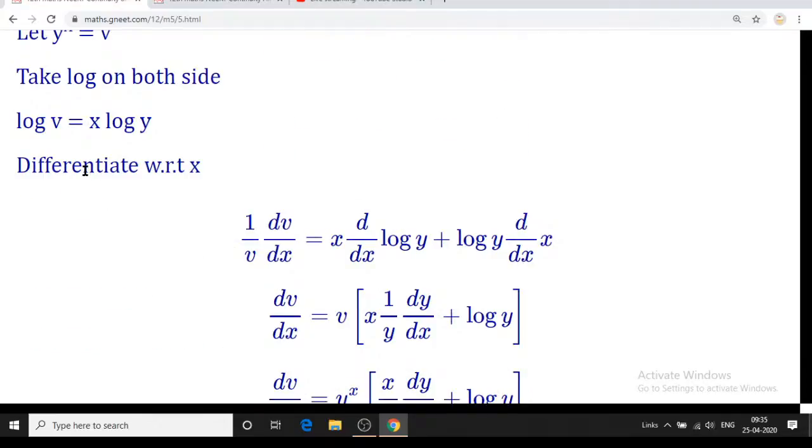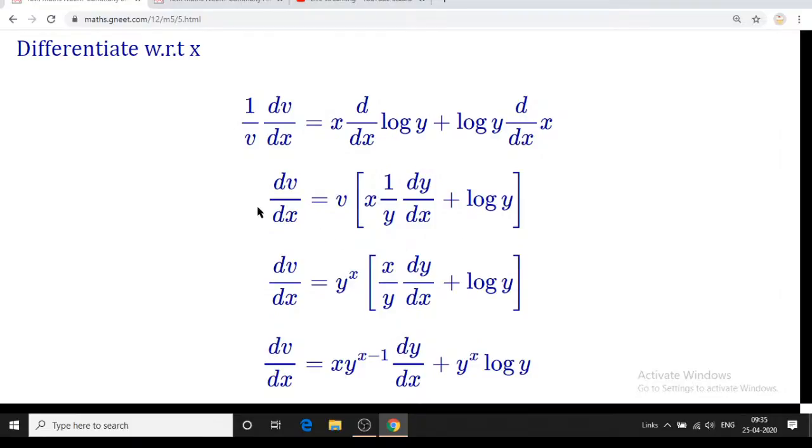And we will get log v is equal to x log y. Differentiate. 1 upon v dv by dx is equal to, here again the product rule, x derivative of log y plus log y derivative of x. V we have shifted here, so v in a bracket x, derivative of log y will be 1 upon y, dy by dx. Don't forget this dy by dx.